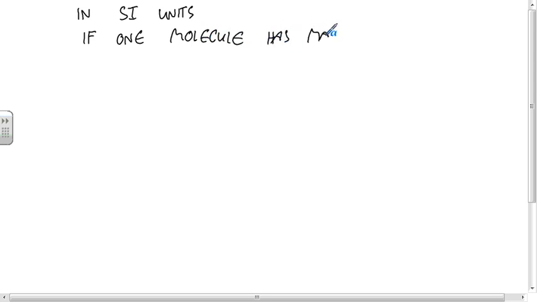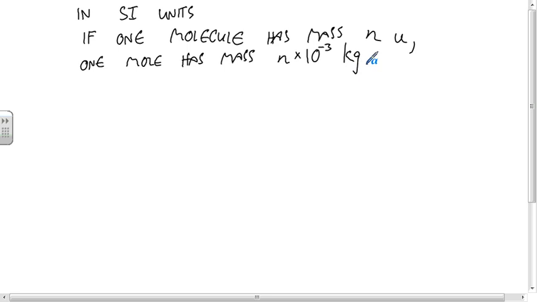In SI units, you could also think of it as: if one molecule has the mass n in atomic mass units, 1 mole has the mass n times 10 to the minus third kilograms. Any questions about any of this so far?